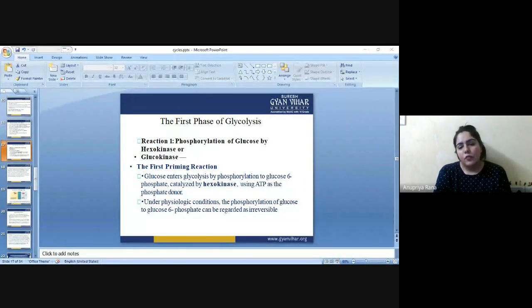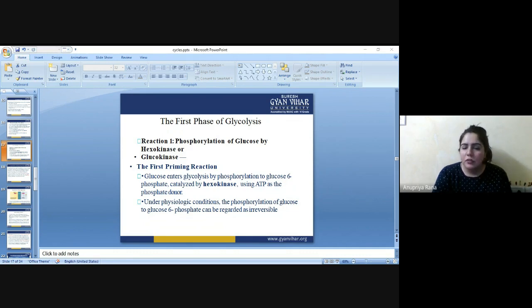Reaction 1 is the phosphorylation of glucose by hexokinase or glucokinase. There are two enzymes which are going to help us convert the glucose into the next product. Glucose enters glycolysis by phosphorylation to glucose 6-phosphate, catalyzed by hexokinase using ATP as the phosphate donor. Under physiological conditions, the phosphorylation of glucose to glucose 6-phosphate can be regarded as irreversible.